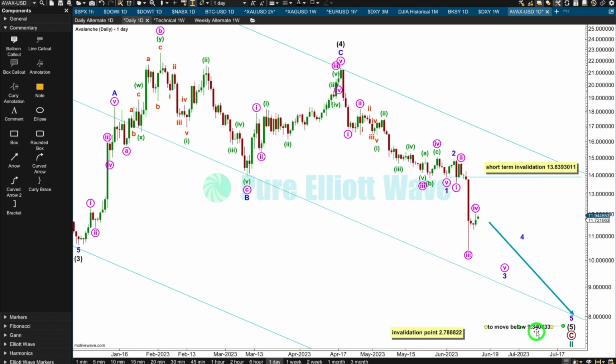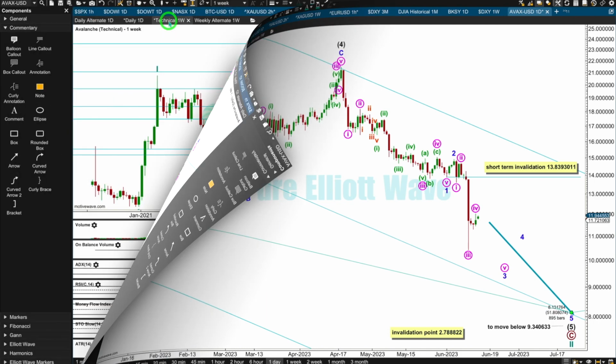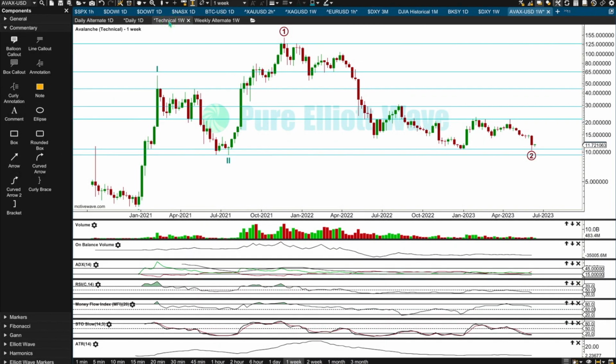But if we do see more downward movement below this point, and after that, if we see a new high above this and then above this channel, I would have confidence in this, and then I'd label cycle 2 over and a third wave up at cycle degree beginning. Let's look at some technicals on the weekly chart.